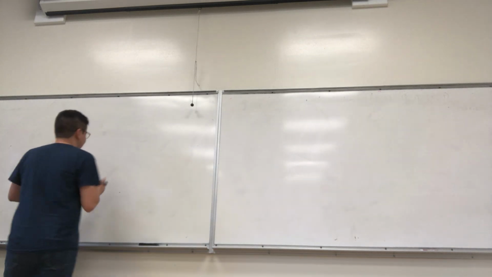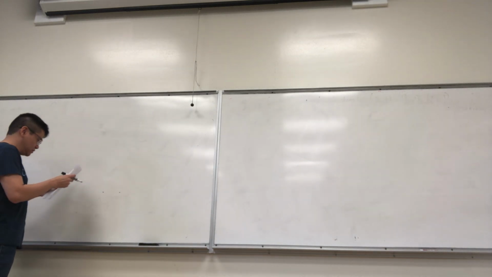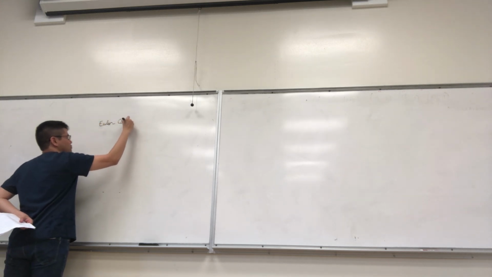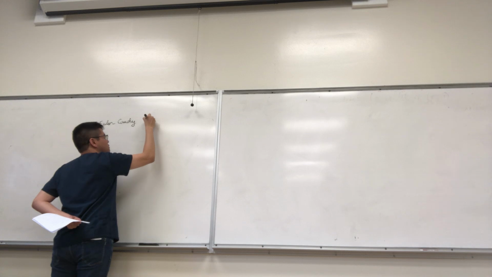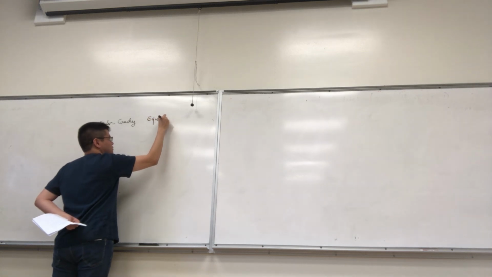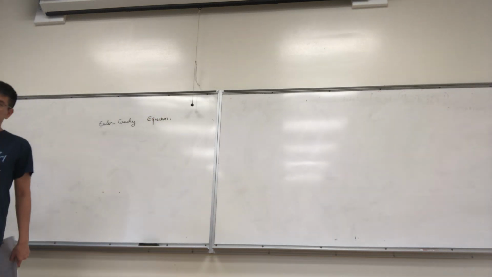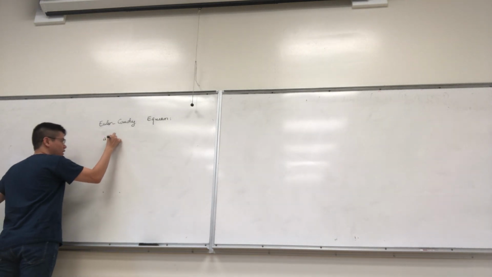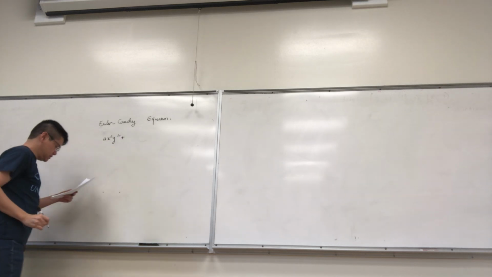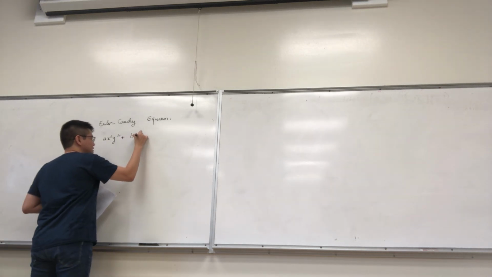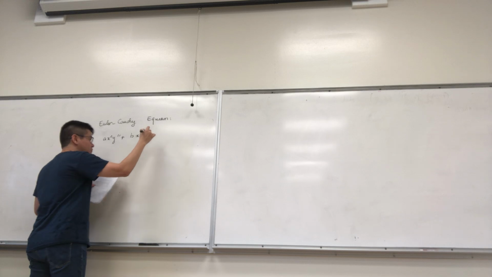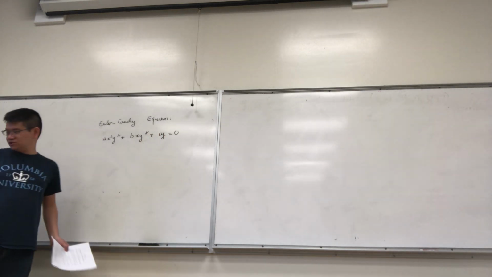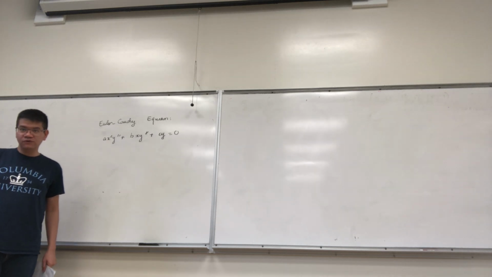So today we're going to review the homogeneous Cauchy equation. This equation takes the following form: a x squared y second plus b x y prime plus c y is 0. This is the differential equation that we need to solve.